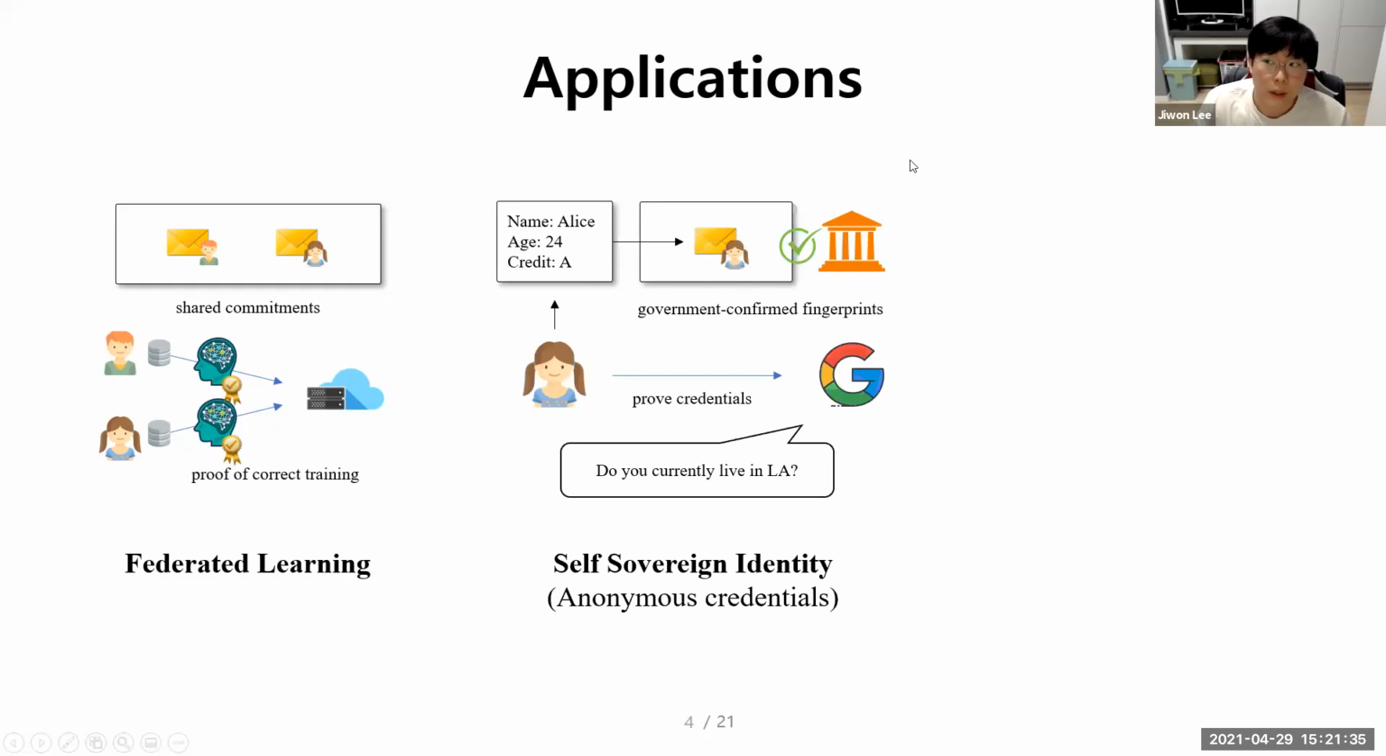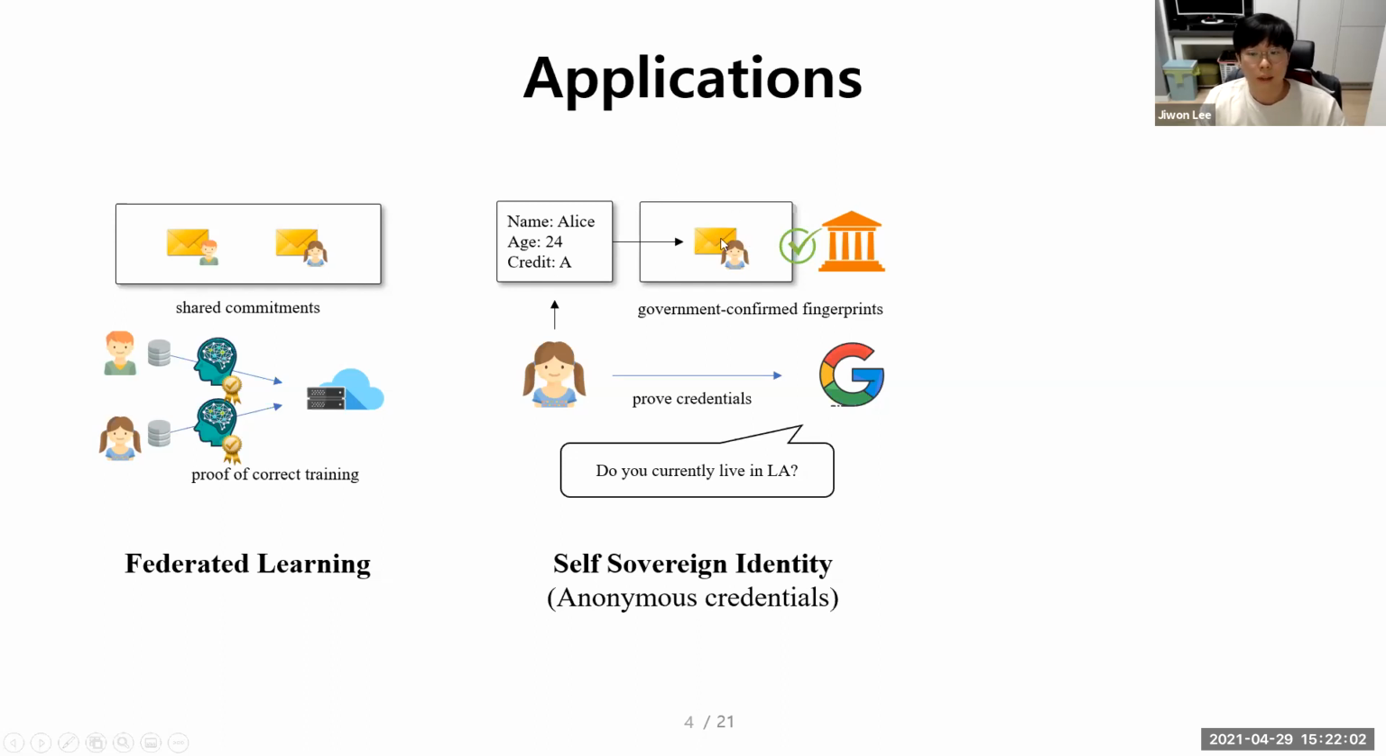And another application we can think of is the popular self-sovereign identity. You can look at it as more like a modern version of anonymous credentials. What happens here is that a citizen, let's say Alice, is going to upload her personal information to the government, and the government is going to confirm that this personal information is correct. Then it's going to upload the fingerprint, which is a commitment, to a shared platform, such as a blockchain, for example.